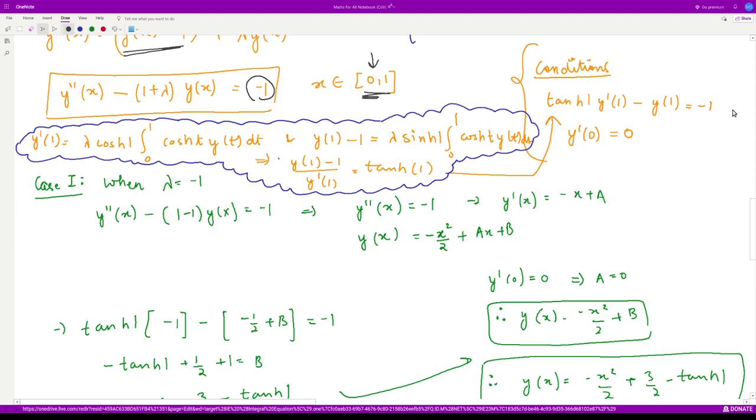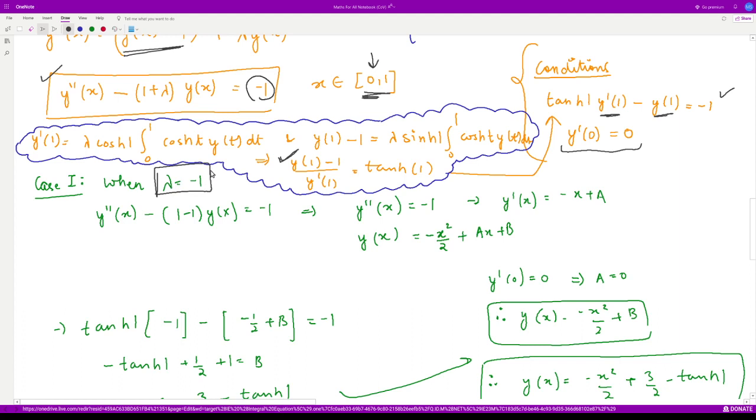So our second condition becomes this, involving both the first derivative and the function itself, right? So we have the mixed boundary condition in this case, right? And in this case, we have only the derivative term. So only the Neumann term. So let us try to solve this equation for both the cases, when lambda is equal to minus 1 and when lambda is equal to 3.